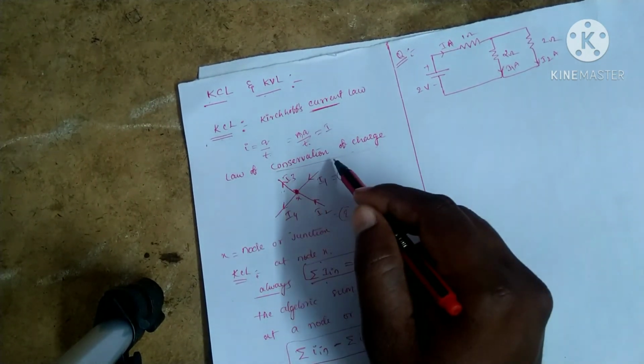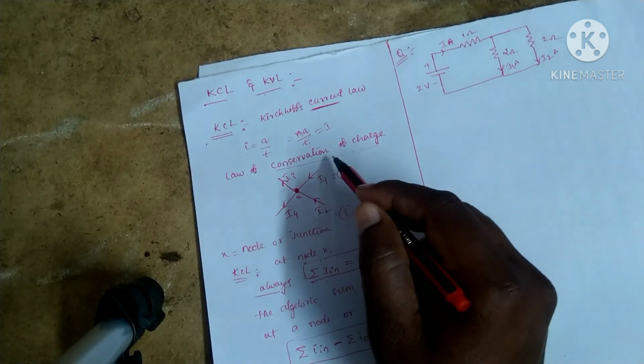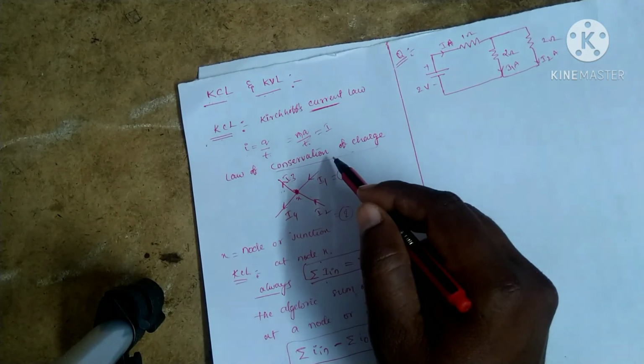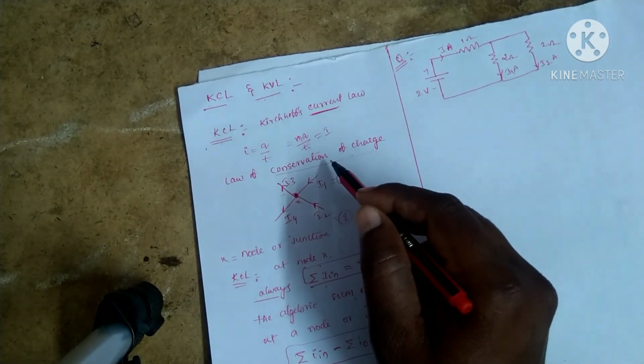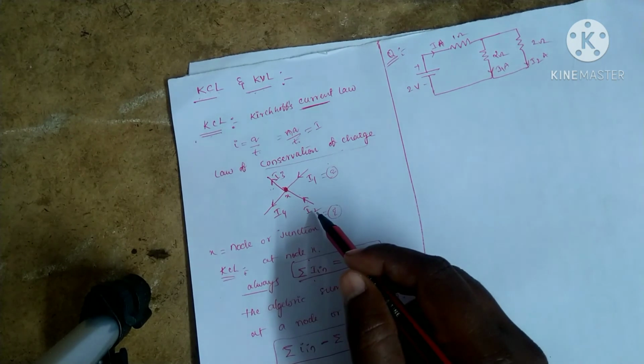The conservation of charge means the charge is conserved. That is, the number of charges coming from the supply, that is a battery or a cell, is taken by the loads. That is, incoming charges are equal to outgoing charges. This is called the law of conservation of charge.